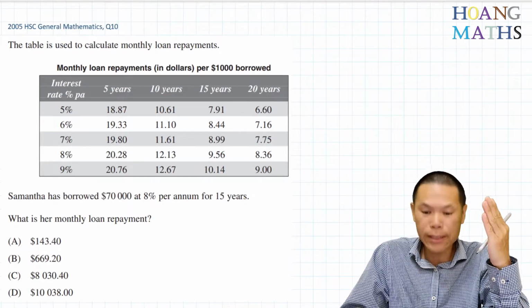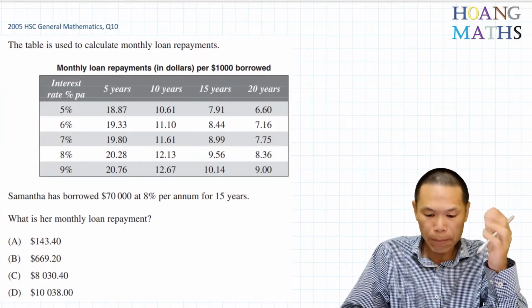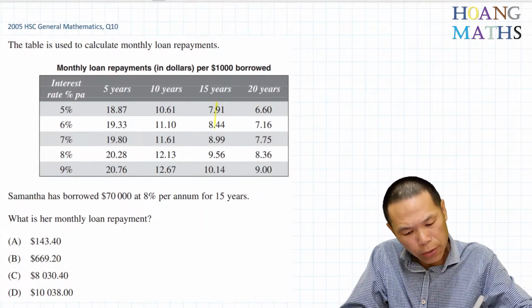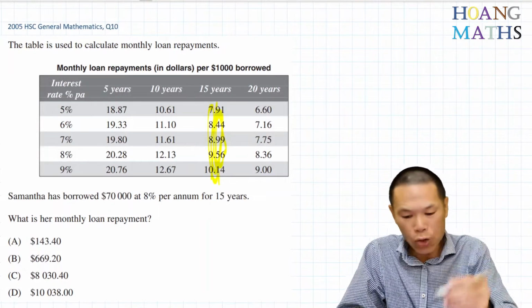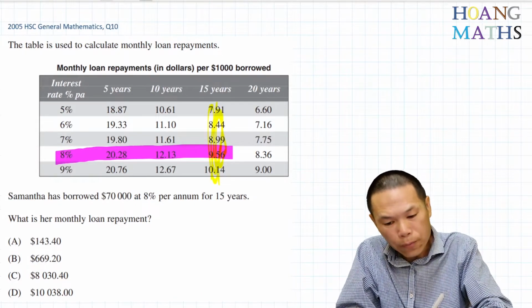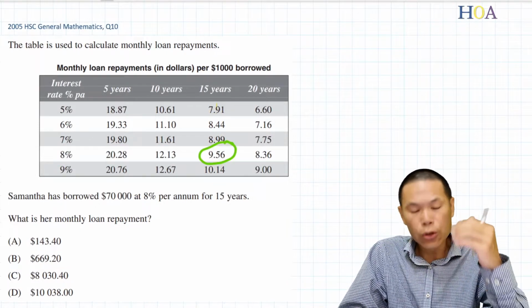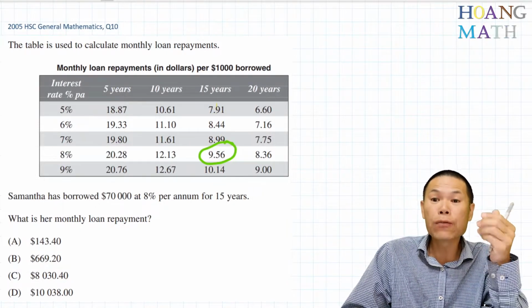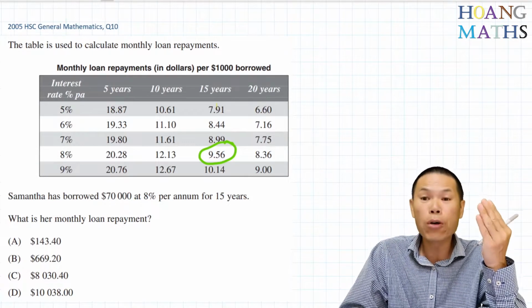Samantha borrowed $70,000 at 8% per annum for 15 years. So for 15 years, we need to look at this column here. And then at 8% per annum, we look at this row here. Okay, so therefore, this is the amount that Samantha needs to pay: $9.56 for every $1,000 that she borrowed. But in this case, she borrowed $70,000.